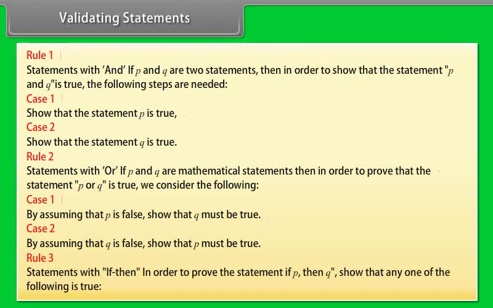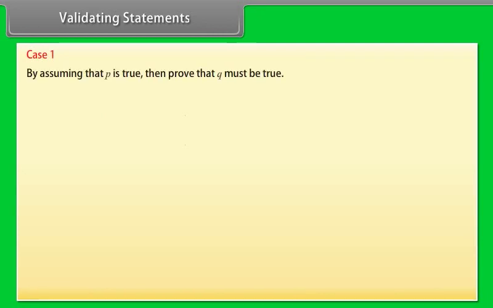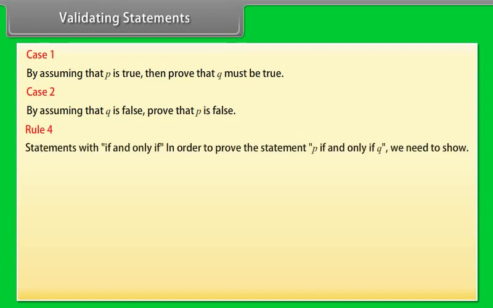Rule 3. Statements with if-then. In order to prove the statement if P, then Q, show that any one of the following is true. Case 1. By assuming that P is true, prove that Q must be true. Case 2. By assuming that Q is false, prove that P is false. Rule 4. Statements with if and only if. In order to prove the statement P if and only if Q, we need to show Case 1. If P is true, then Q is true. Case 2. If Q is true, then P is true.